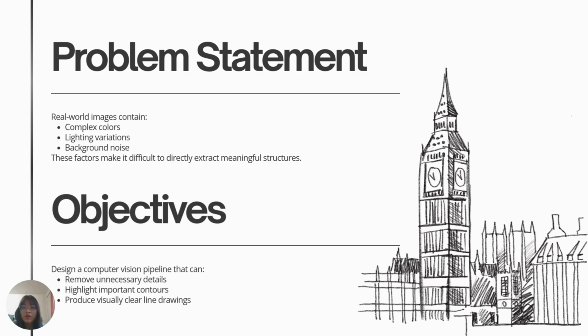Based on this problem, our project has three main objectives. First, we want to remove unnecessary details such as colors and noise that do not contribute to the structural understanding of the image. Second, we aim to highlight the most important contours and edges, which represent the shape of the image. Finally, we want to produce a visually clear line drawing, which is easy to interpret and resembles a sketch or technical drawing. This objective helps demonstrate how basic image processing techniques can transform complex images into simplified visual representations.